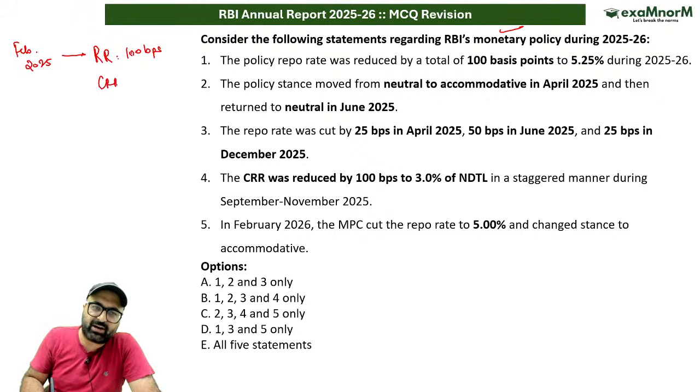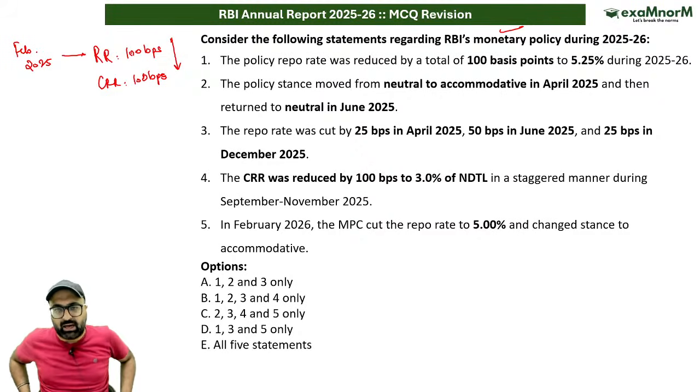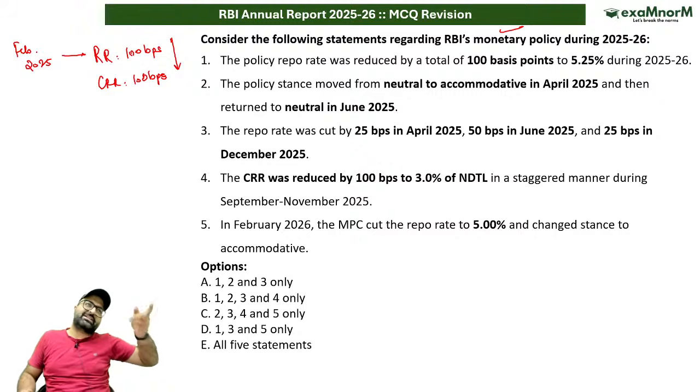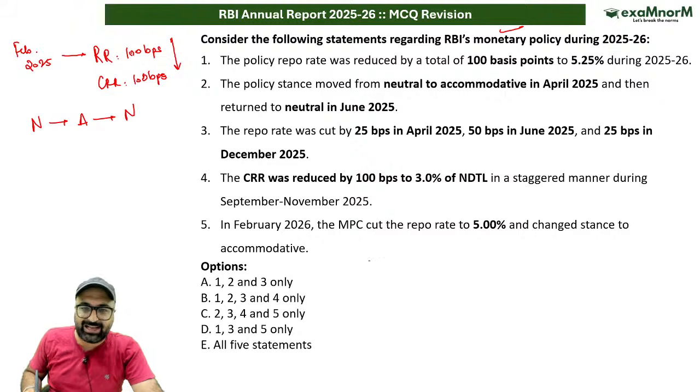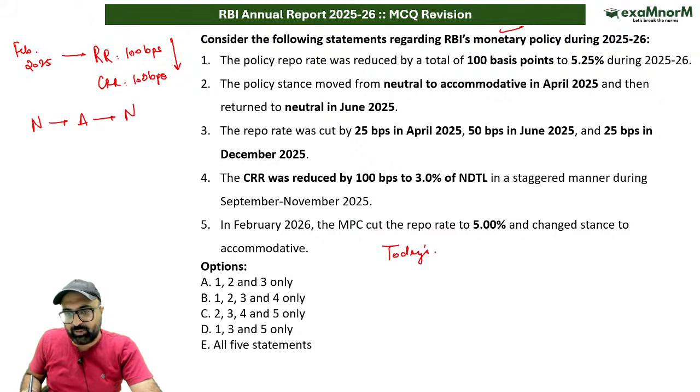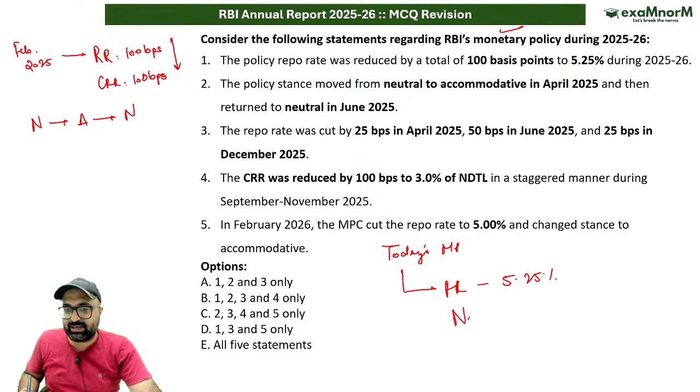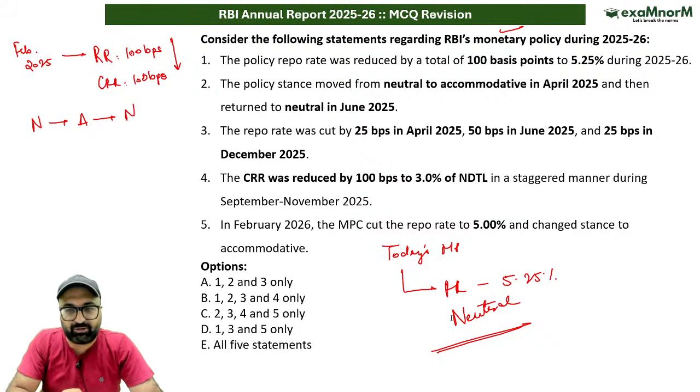RBI has reduced the CRR by 100 basis points just to increase the money supply in the market, just to boost up the money supply in the market. And RBI has earlier moved its stance from neutral to accommodative, and then accommodative to neutral as per today's monetary policy which has been released by RBI. It's very good for you guys because the repo rate has been maintained unchanged, the stance has been maintained the same, so you cannot expect any new surprises in the examination just before the exam due to the monetary policy announcements.